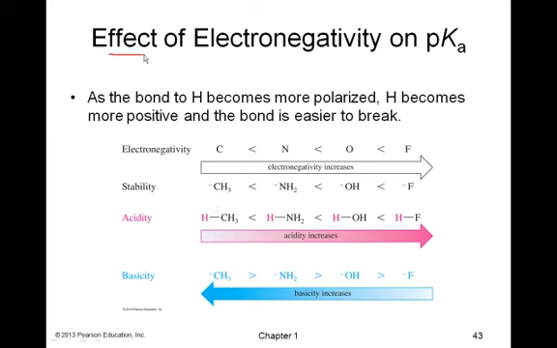Okay, so here we're going to look at the effect of electronegativity on acid strength. So that's what pKa is. It's a measure of the acid strength. The lower the pKa, the stronger the acid.